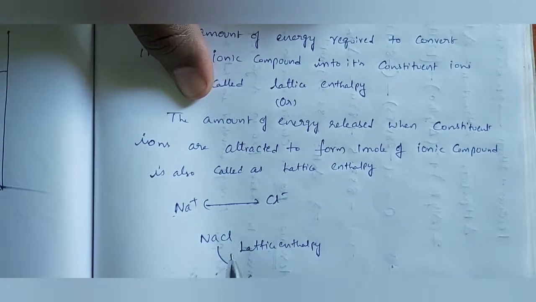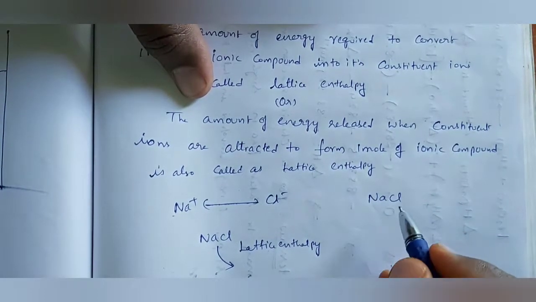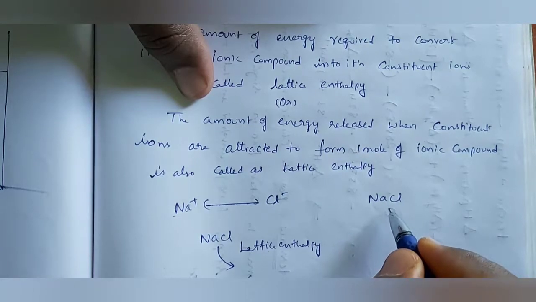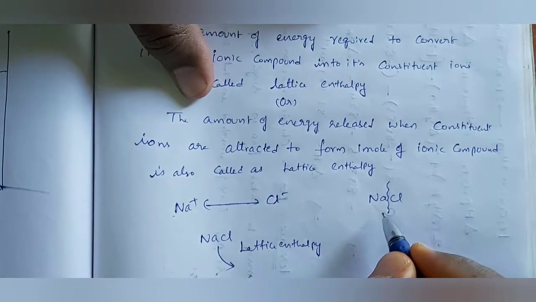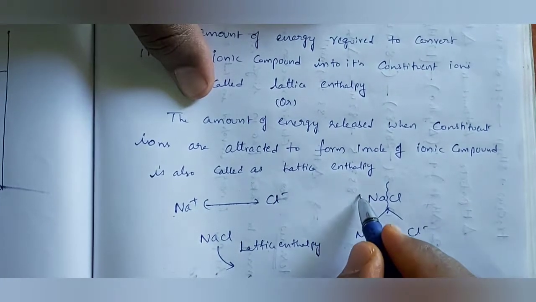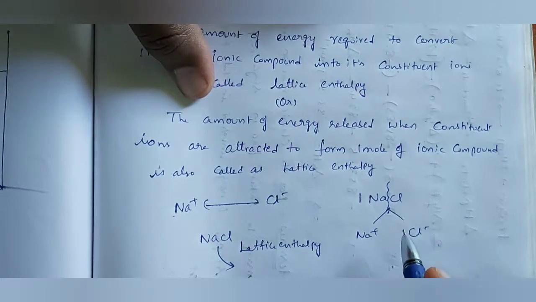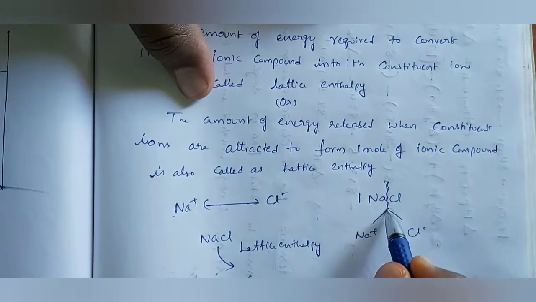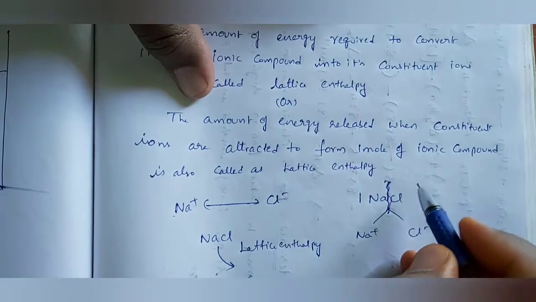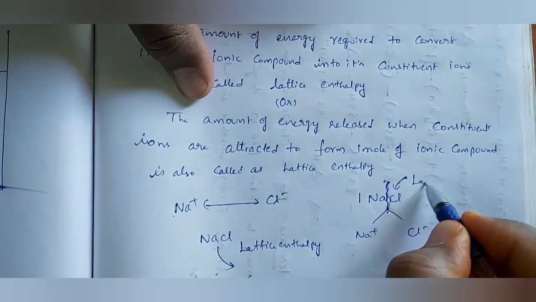This is according to the condition. At the same time, when NaCl is already present, now I give some amount of energy to break 1 mole of NaCl into Na plus and Cl minus ions. Here the attraction is broken down, that's why energy is absorbed. This is also called lattice enthalpy.